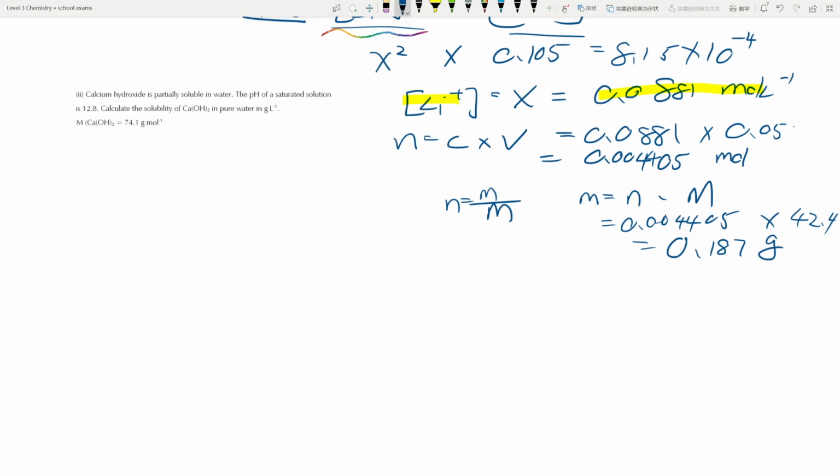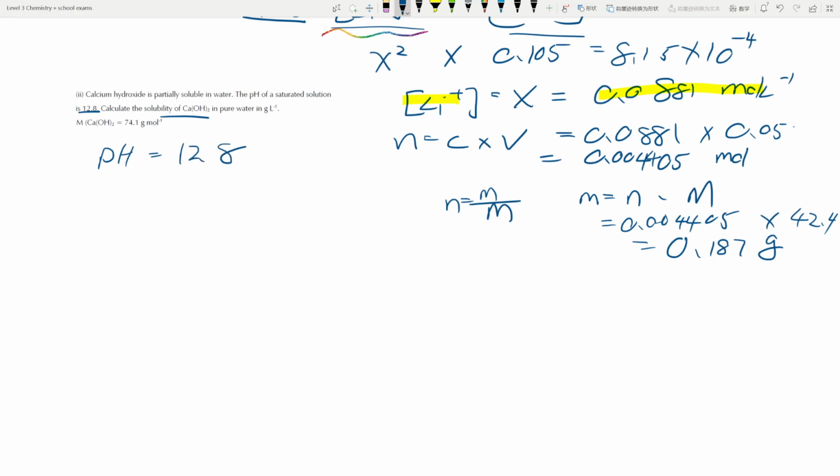Now, calcium. Like I mentioned before, feel free to pause and give the question a go yourself. And if you struggle, then you can just hear me explaining it. All right, so let's have a look at this question. Calcium hydroxide is partially soluble. The pH of a saturated solution is 12.8. Calculate the solubility.